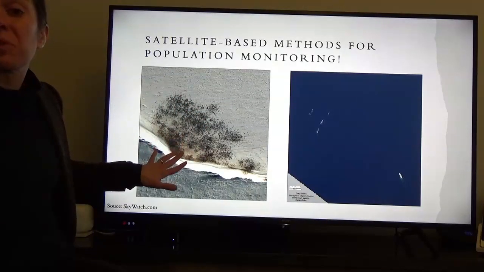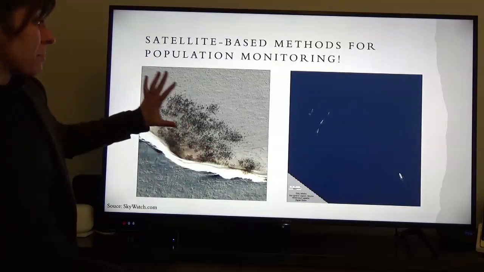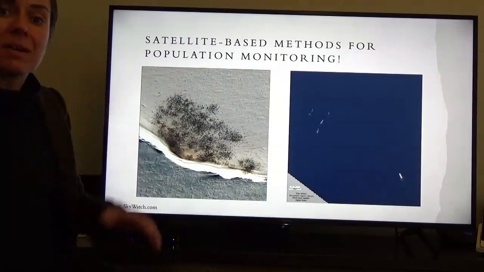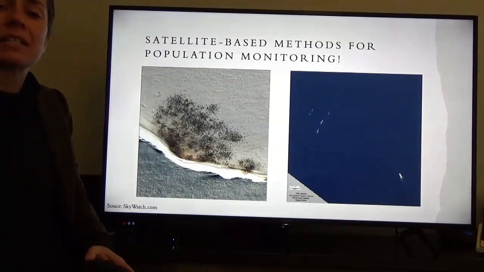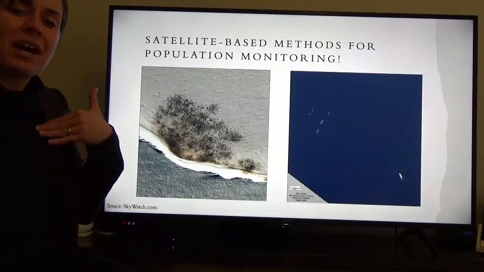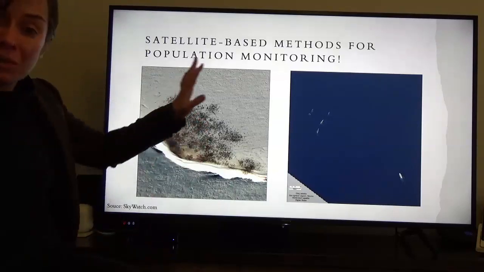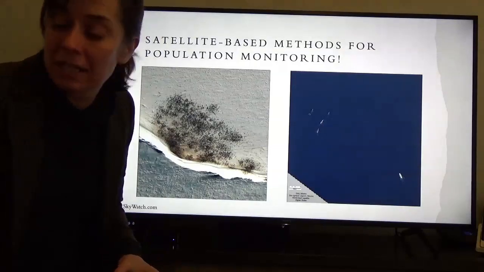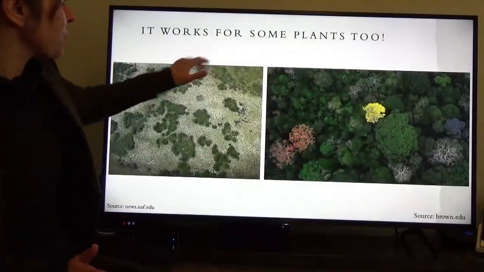And there's also some really cool stuff happening with citizen science, where images like this are put up and interested citizens contribute to the estimates of populations. So anyway, lots of neat things you can do with this kind of satellite imagery for population density estimates. And it works for some plants too.